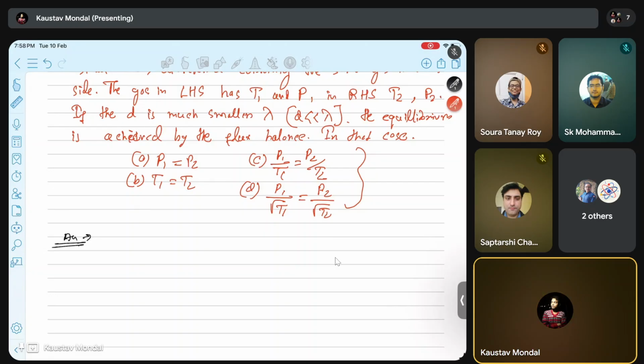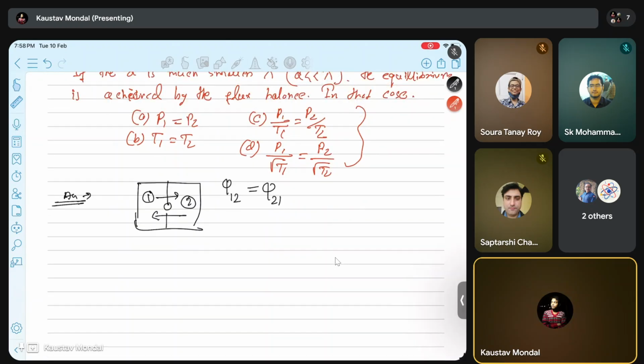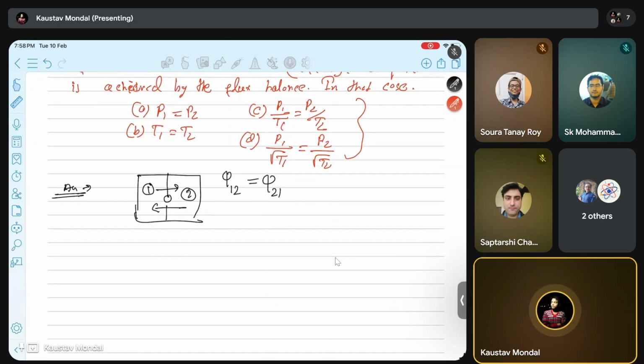Now from here, since these two are in the container, the flux coming from side 1 to side 2 and the flux coming from side 2 to side 1, phi 1 2 should be equal to phi 2 1, right, in order to attain the equilibrium, okay. So this is a small hole, so you have to use the formula of the flux for the molecular effusion, right?